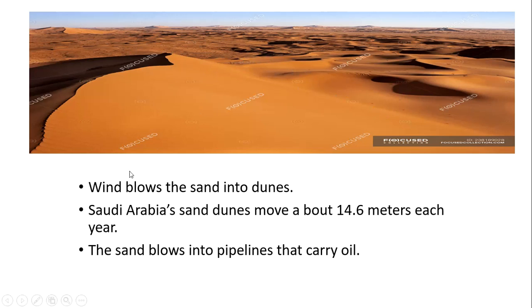We will repeat again. Wind blows the sand into dunes. Saudi Arabia's sand dunes move about 14.6 meters each year. The sand blows into pipelines that carry oil. The sand will go into the pipelines that even carry oil.